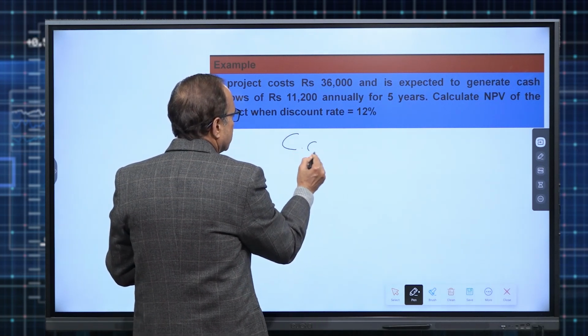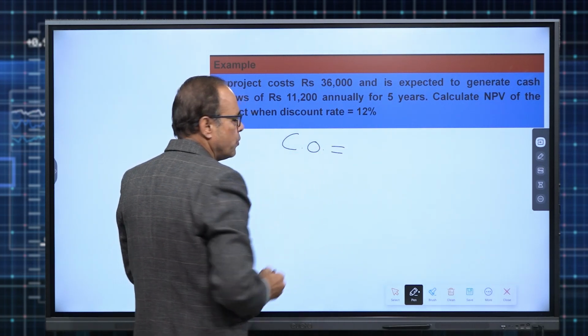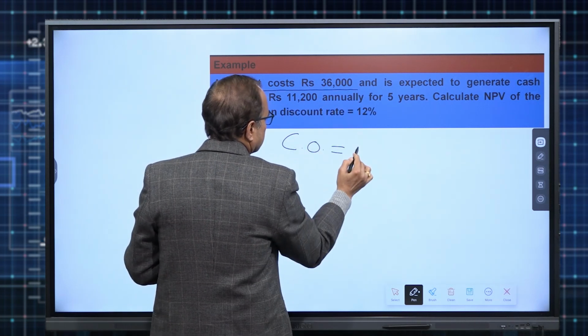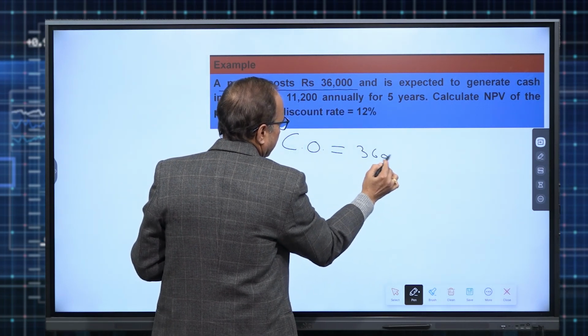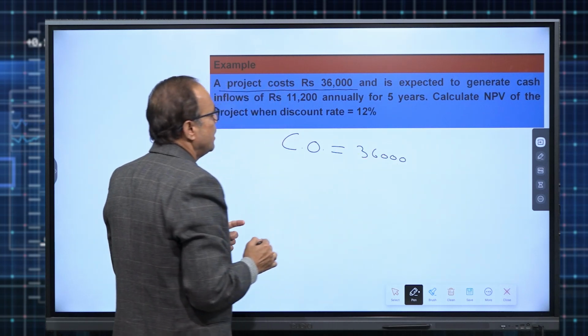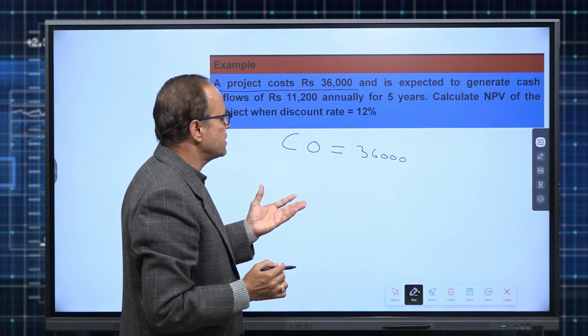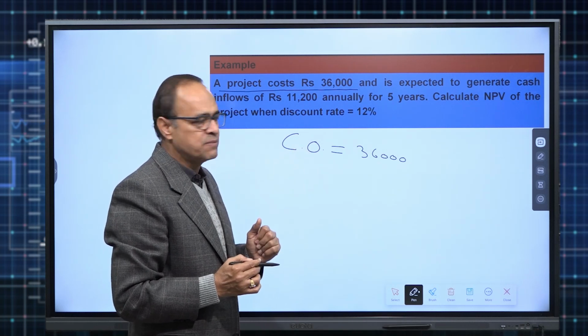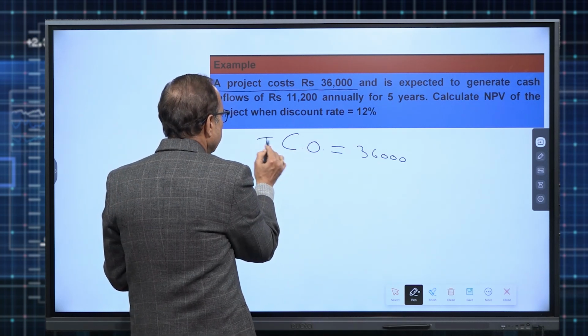Cash outflow is in short written as CO. How much is the project cost? 36,000. A project is expected to cost 36,000. So implied meaning is that at 0 time 36,000 will be spent. So that is step number 1.